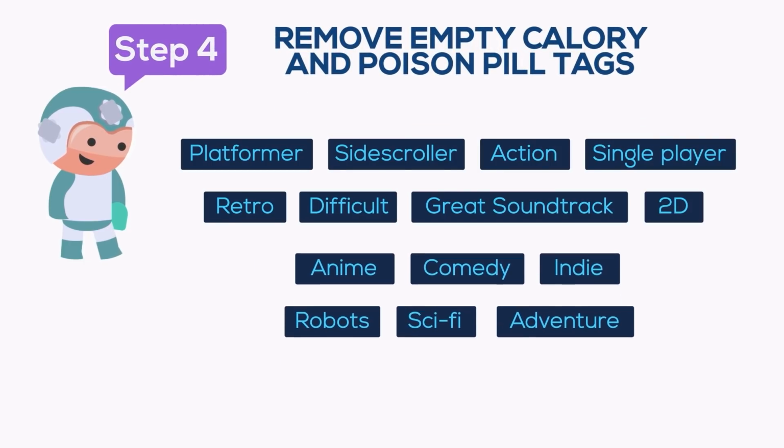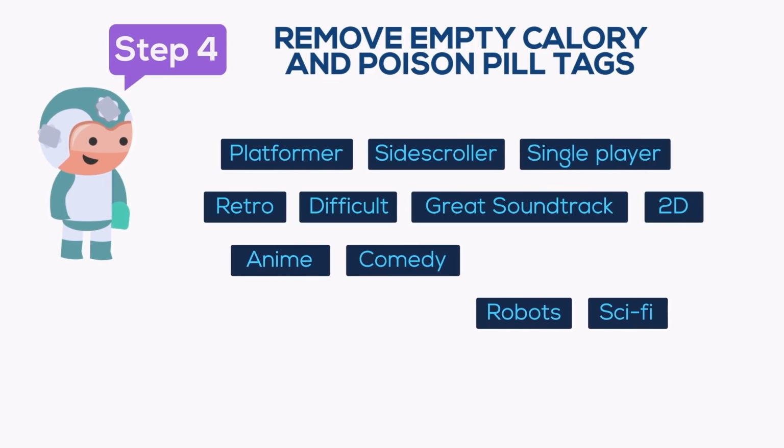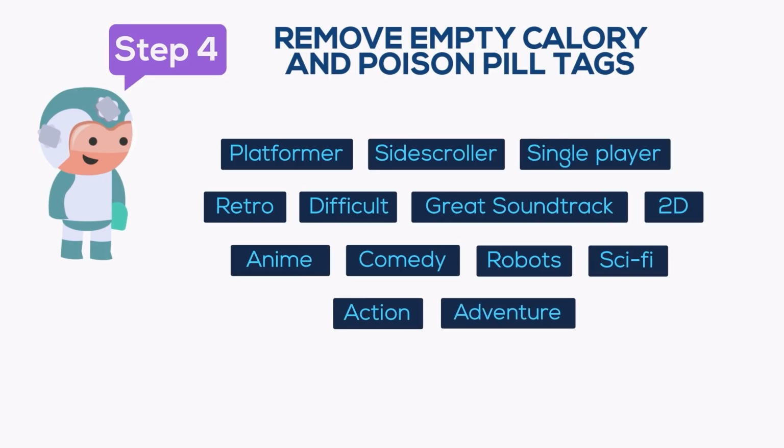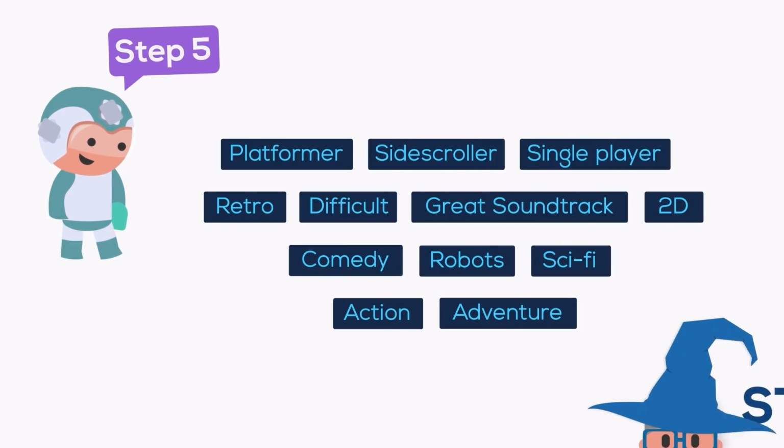Step 4. Remove empty calorie tags and poison pill tags. In Chris's article, he mentions action, indie, and adventure as empty calorie tags. Indie needs to go. For action and adventure, we'll have to add them, but we'll put them at the back of the list. He also mentions anime as a potential poison pill tag. Let's take that out too. With our list pared down, we're ready for step 5.